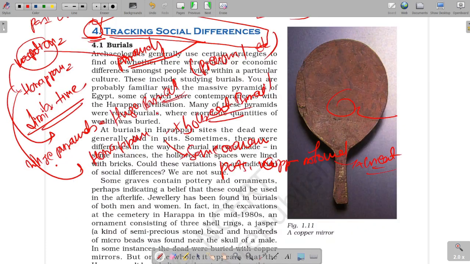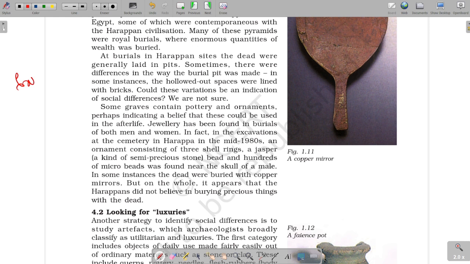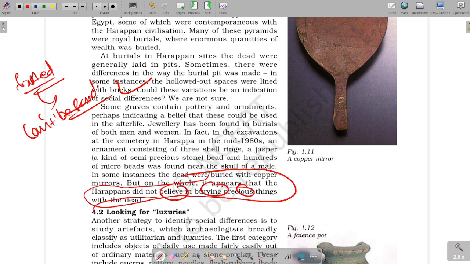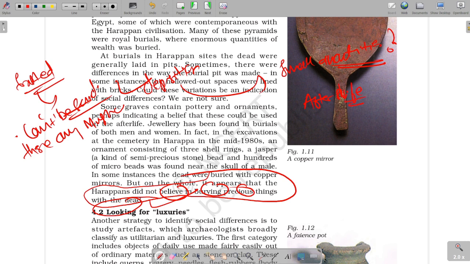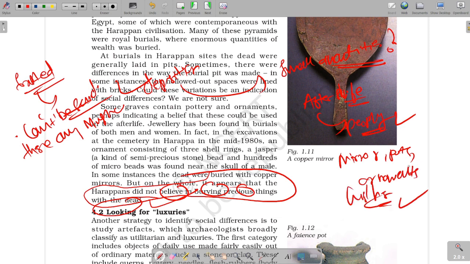So we can decipher from this that there were not many social differences. Although social differences existed, they can't be stated with clarity. In the end we can conclude that the Harappans did not believe in burying precious things with the dead, because no huge depositories were found. And why were these small quantities found? Can you guess? Let me tell you, they believed in afterlife. It shows that the person lying here would use the mirror, pots, and ornaments for his or her personal use. This can be deciphered from this.